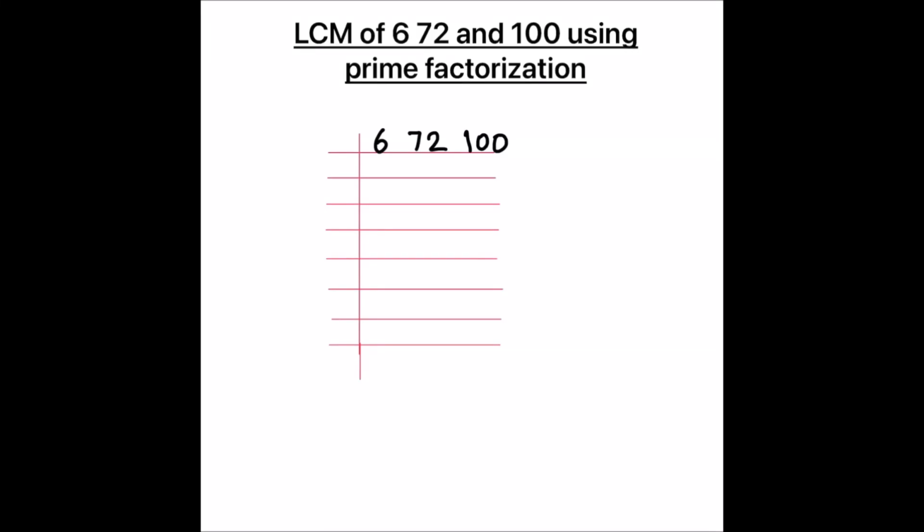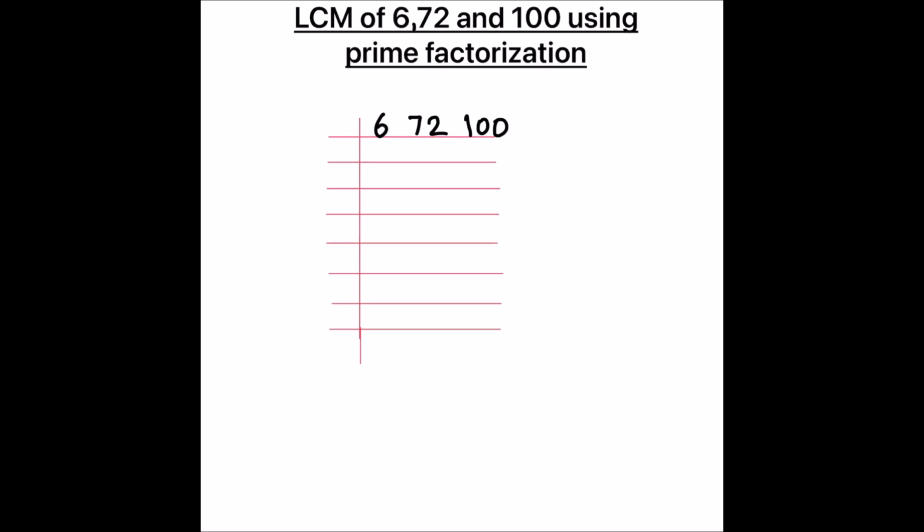Hello students, in this video we are going to learn how to find the LCM of 6, 72 and 100 using prime factorization method. In this method we divide numbers using prime numbers and find the factors of the number. And after finding the factors we can find the LCM by taking the product of the factors of the number. Let's start dividing 6, 72 and 100.